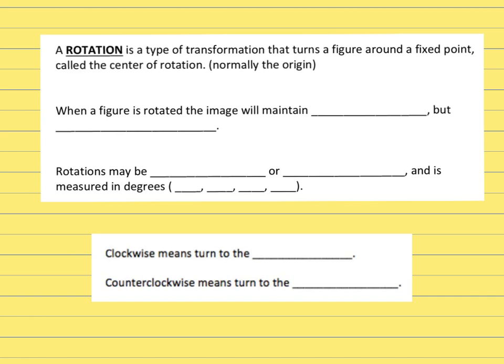A few facts about rotation. A rotation is a type of transformation that turns around a fixed point. It's called a center, or center of rotation. And most often it's rotated around the origin. When a figure is rotated, the image will maintain congruency. It's going to stay the same size, but not the orientation. So the direction that it's facing, it will change.